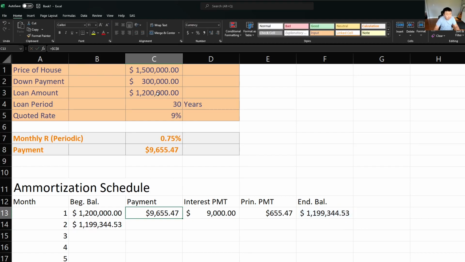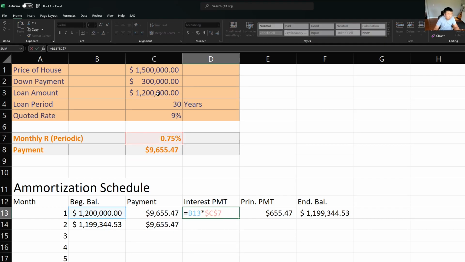And the payment will be the same. I'm just going to copy this and paste it down here. So we're going to have the same payment. And the interest payment is going to be based on the same calculation, that is the beginning balance multiplied with 0.75%. So copy and paste. I got the beginning balance of the second month multiplied with the interest rate of the period, so it's 0.75%. And for the principal, it's still the payment minus the interest payment.